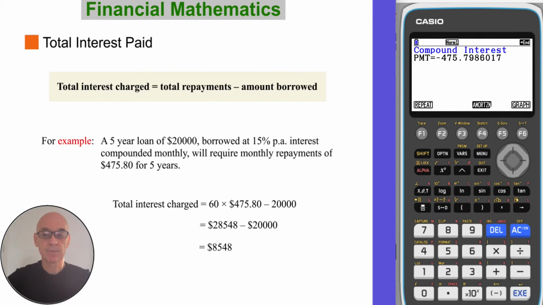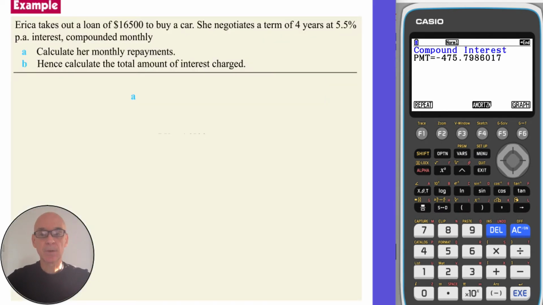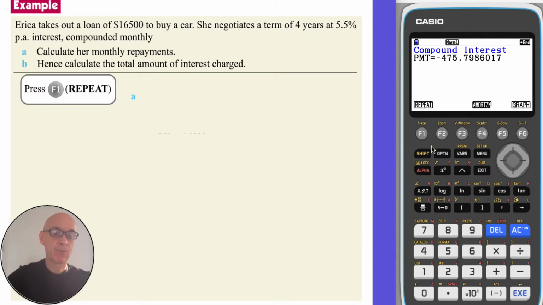In part A of this question, Erica takes out a loan and we're asked to calculate her monthly repayments. So on the calculator, if we press F1 for a repeat calculation.